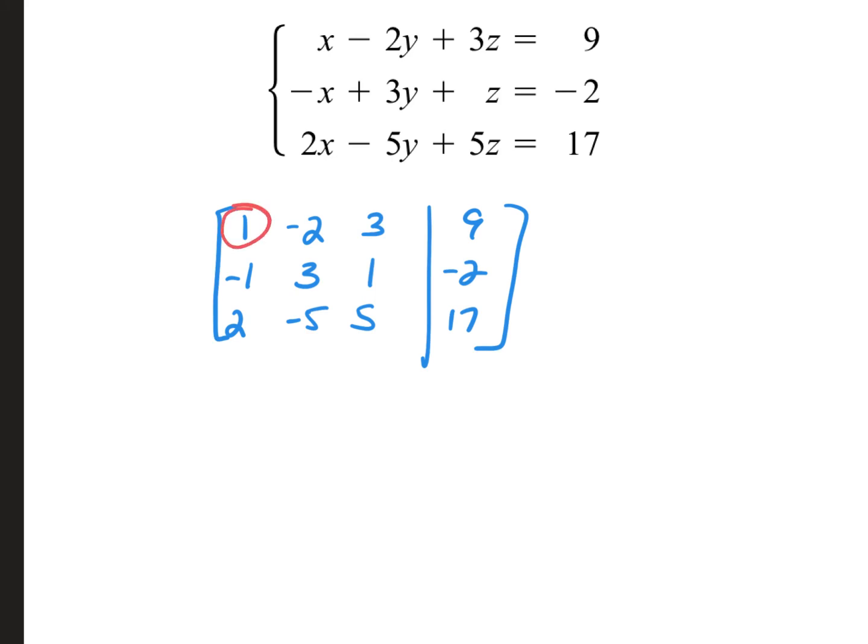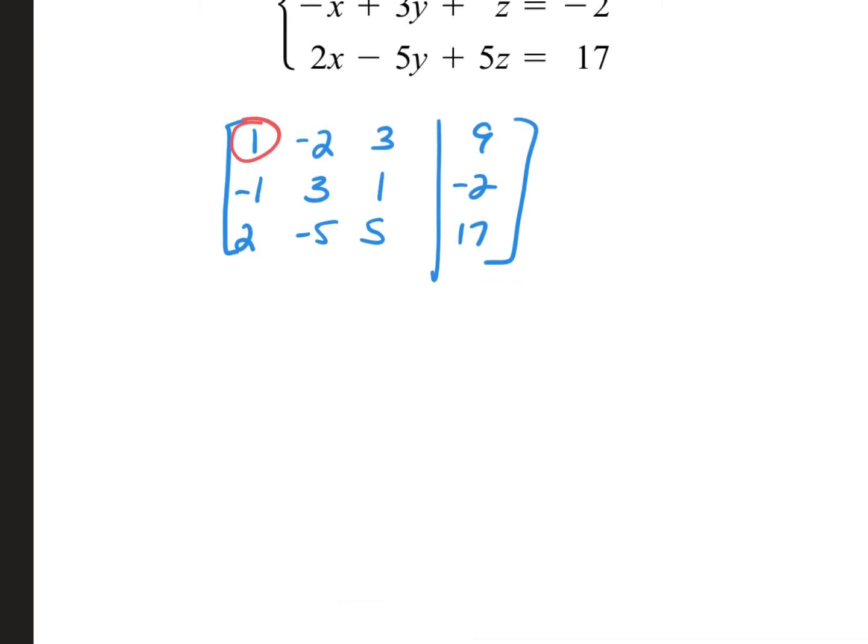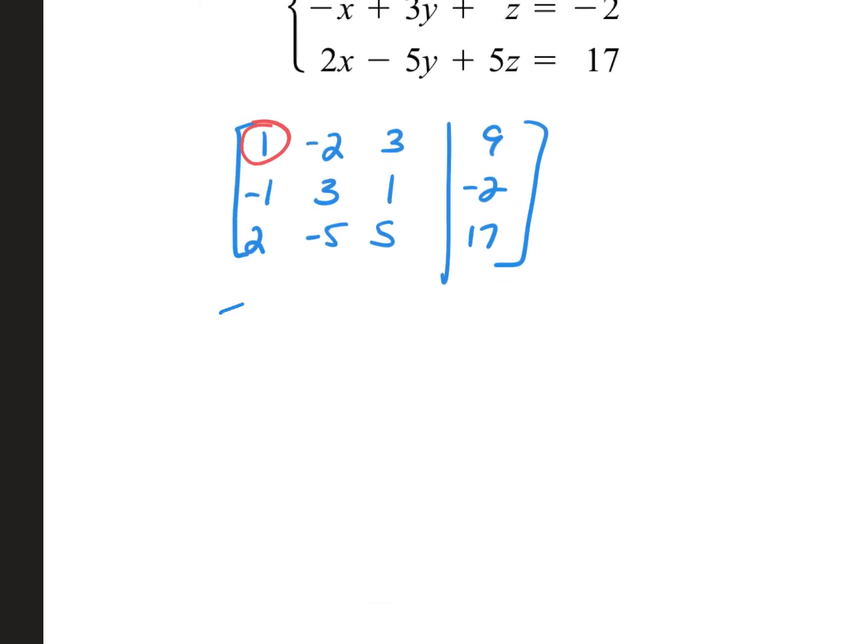So from now until we're done with this problem, we just keep rewriting that row the exact same way. Row 1 does not change. It's 1, negative 2, 3, and 9. Are we doing anything to the third row right now? No. So I'm just going to rewrite it. We're not going to do anything to it. Don't even worry about it.